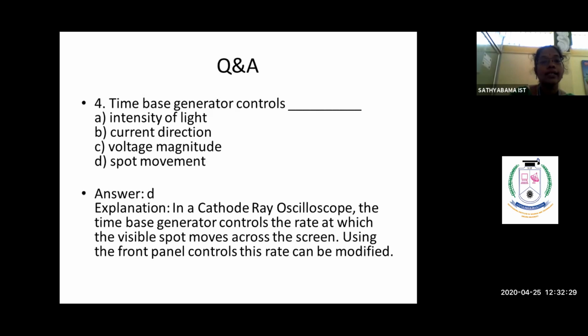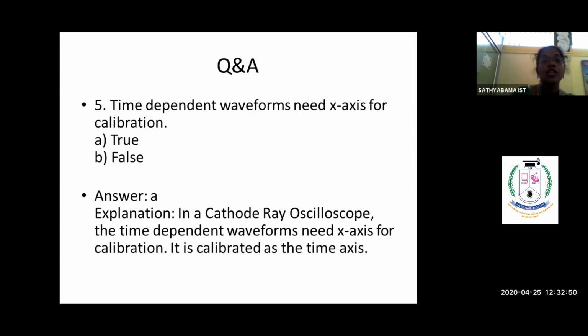Then fourth one is, the time-based generator controls what? Intensity of light, current direction, voltage magnitude, or spot movement. So the time-based generator controls the spot movement, because in CRO, the time-based generator controls the rate at which the visible spot moves across the screen. Using the front panel controls, this rate can be modified. So fifth one, time dependent waveform needs x-axis. Whether the time measurement of your waveform is on the x-axis or y-axis, it's an x-axis calibration. So answer is X.